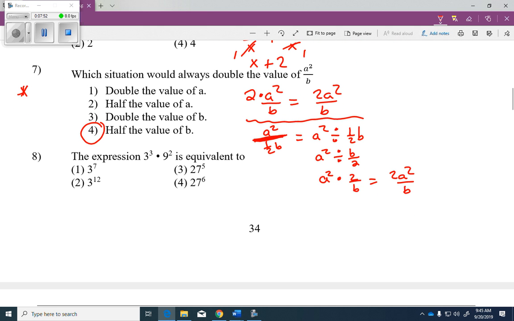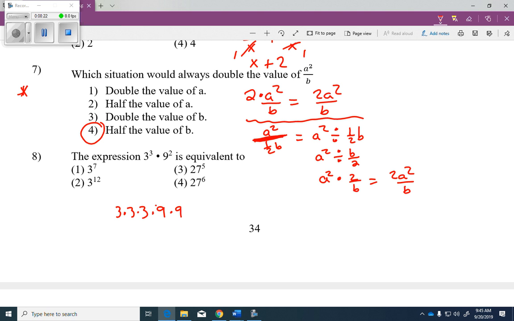Number 8, which one is this equivalent to? I'm going to write it all out. This is 3 times 3 times 3 times 9 times 9. So one thing I can eliminate are these bases of 27 because I can get a 27 with this 3 times 9 and another 27 with another 3 times 9, but then I'm left over with this 3. So I really can't use a base of 27. I guess I'm using a base of 3.